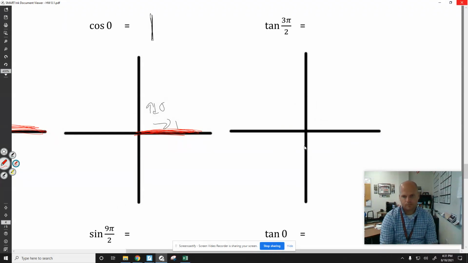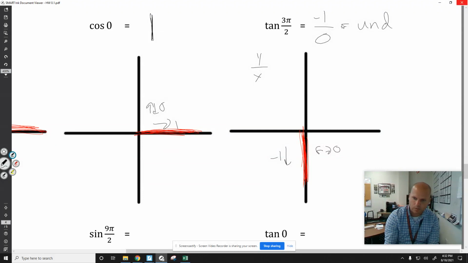3 pi over 2. Down here. If you haven't tried this yourself, it's time to try it. You don't go to the left or right at all. But you go down 1. So consider that y distance negative. Tangent, opposite over adjacent, y over x. Y, down 1. X, 0. What's this, 0? You are not allowed to divide by 0. It's impossible. How many times does 0 go into -1?